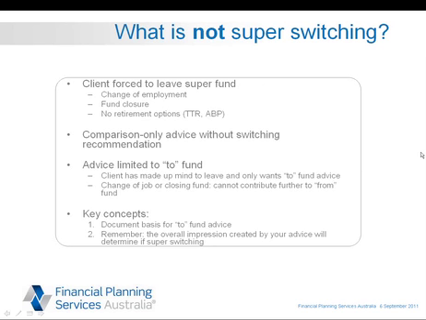So I covered the first 2 points there. If the client's going from accumulation into drawdown phase and the options to draw down that they need actually aren't in the fund, and I think there are still some examples in the industry where this is applicable, but there isn't a transition to retirement option available, or there's no account-based pension option available, that would not be a super switching scenario. Also, if there's comparison-only advice without switching recommendations. So if a client's looking really just for someone to give them a snapshot of what are the features and costs associated with my existing fund versus another fund, but there's not specific advice to actually change, then that would be not counted as super switching advice.